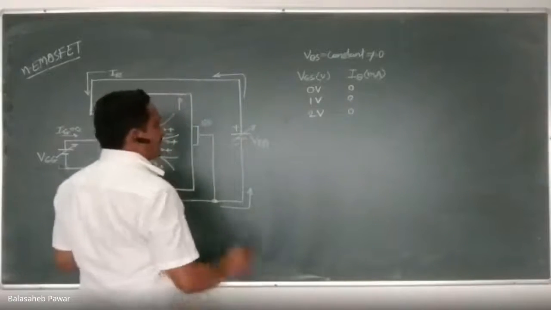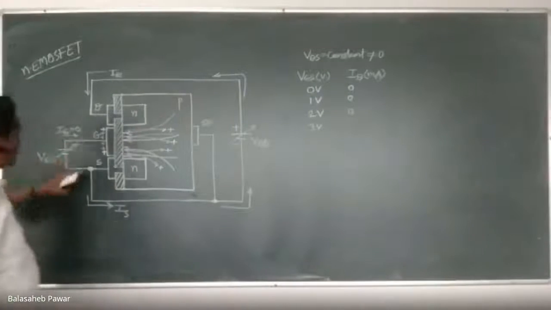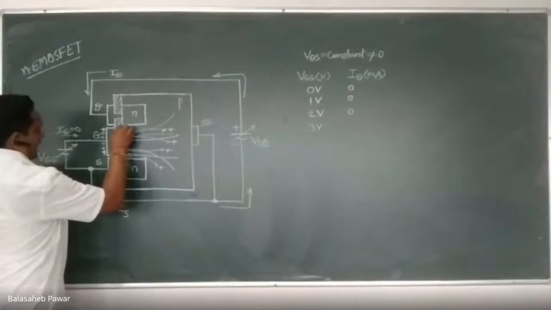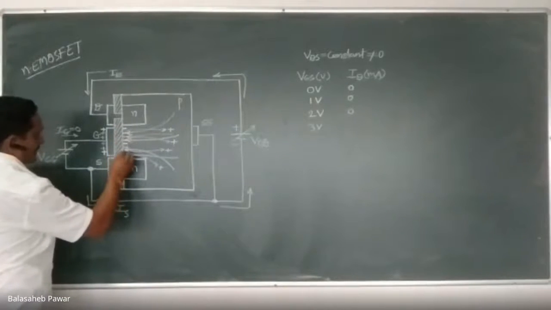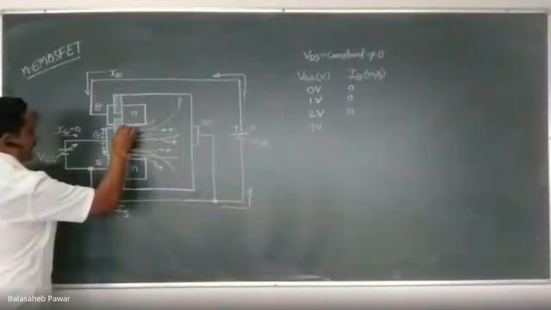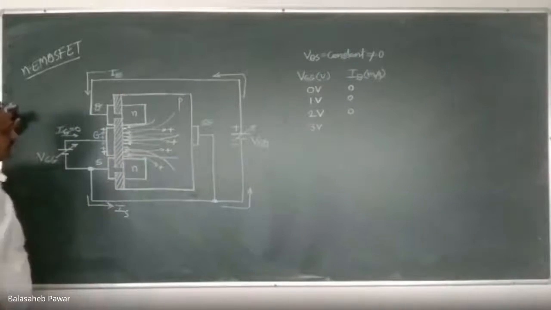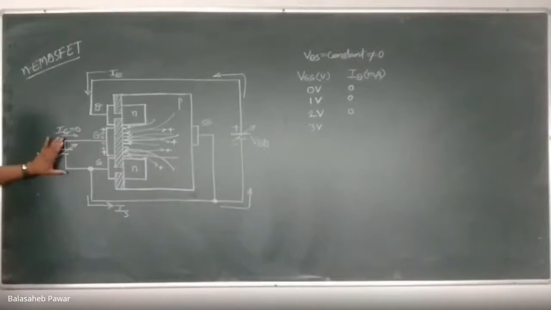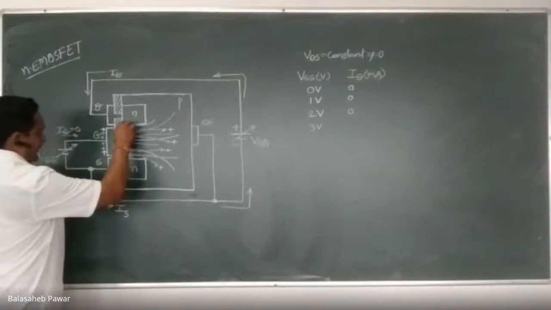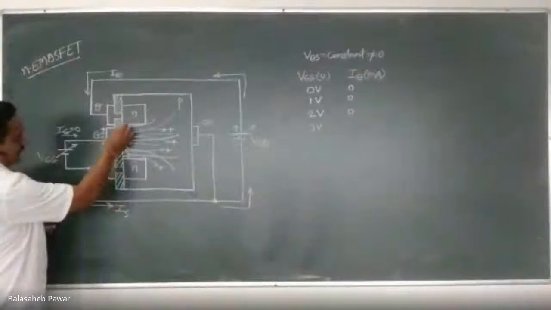Now we'll consider if 3 volts is applied at the gate with respect to source, positive 3 volts, and by that, at the edge of this SiO2, all positive charge carriers get repelled towards the substrate and get replaced by electrons. Is it visible to all? See, at 3 volts of gate to source voltage, what is happening? A small layer of negative charge carriers gets formed between drain and source.